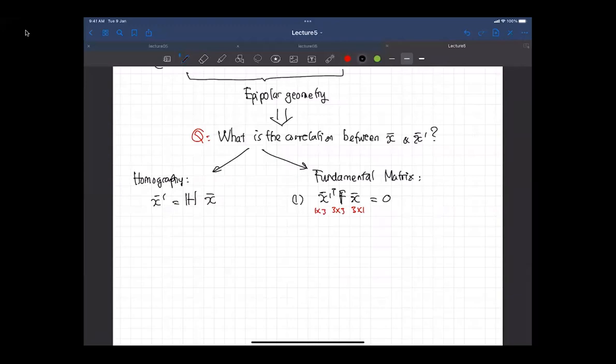And the second property of the fundamental matrix is that L prime equals F multiplied by x. Again, in this case, x is 3 by 1, F is 3 by 3, and L prime will be 3 by 1.